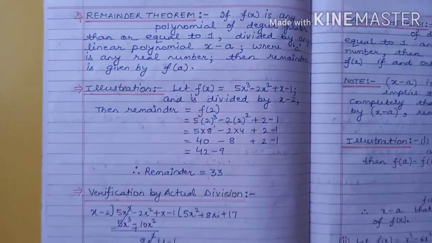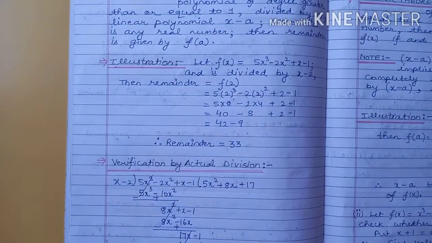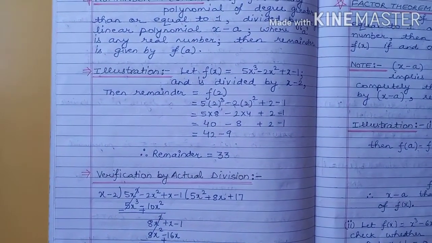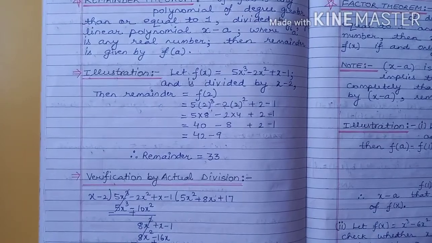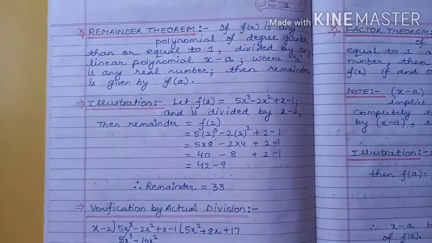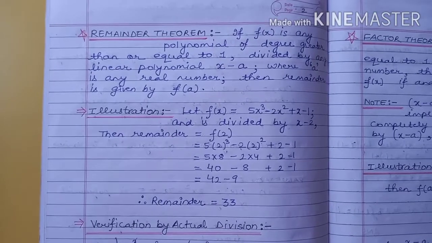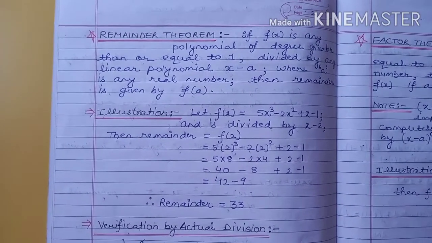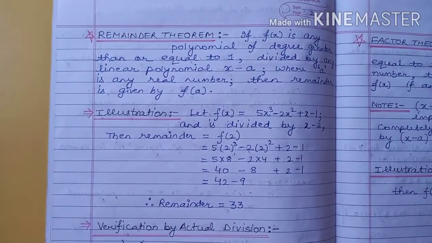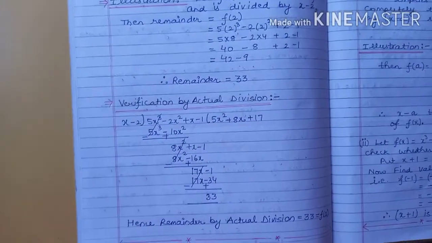We can explain this theorem by means of the following illustration. Let f(x) = 5x³ − 2x² + x − 1 be a polynomial divided by the linear polynomial x − 2. Then the remainder is f(2). Why f(2)? Because according to the remainder theorem, if a polynomial is divided by the linear polynomial x − a, then the remainder is given by f(a). So here a is equal to 2. We can put x = 2 in the given polynomial and solve it, and then we get the remainder as 33. We can verify this by actual division also.